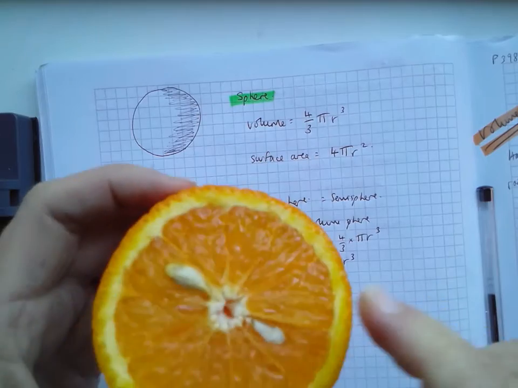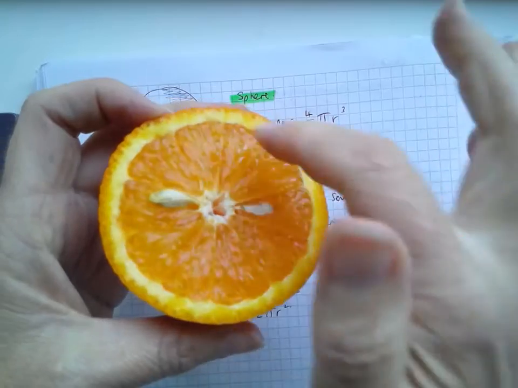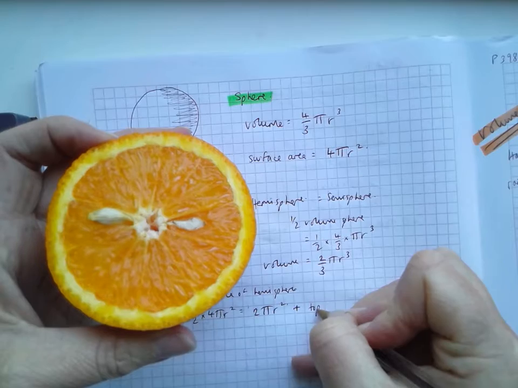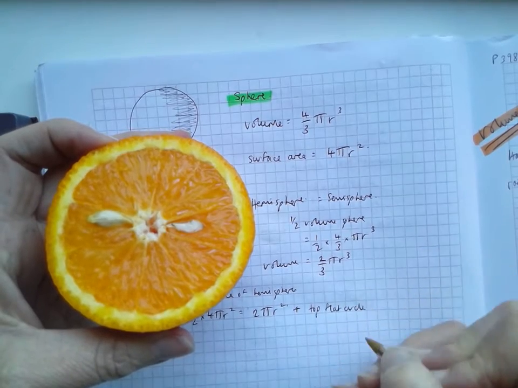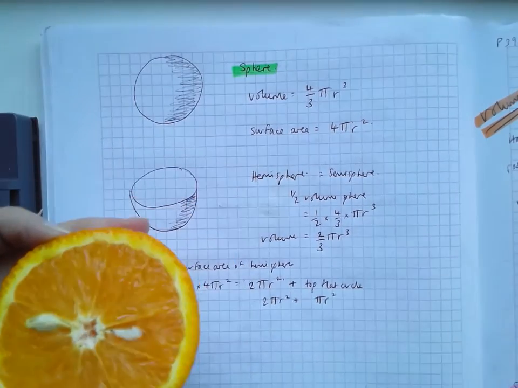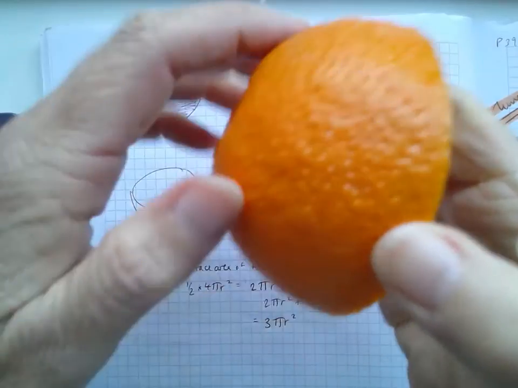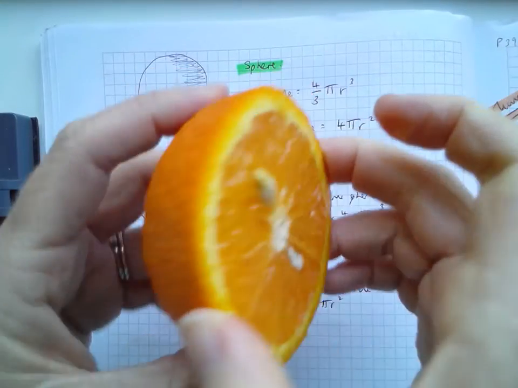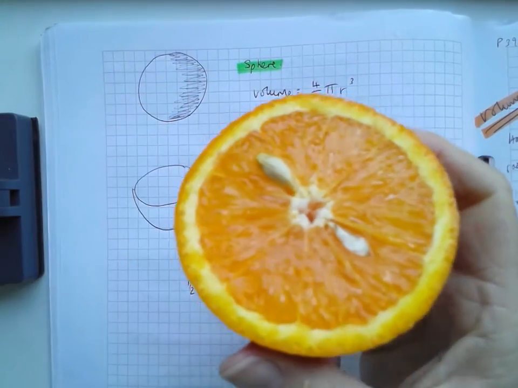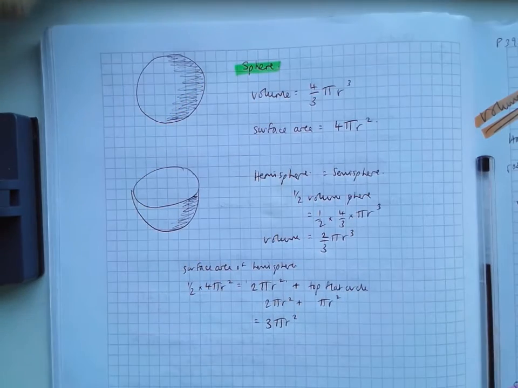But then you've also got this flat bit on the top, the juicy bit that makes you want to eat an orange now. That's another circle. So it's got 2 pi r squared, plus the top flat circle. So that's another pi r squared. So the surface area of a hemisphere is actually 3 pi r squared. You've got half of the sphere, which is this skin bit, but you also have this flat surface on top, which is also part of the surface area, and it is a circle as well. So altogether it's 3 pi r squared.